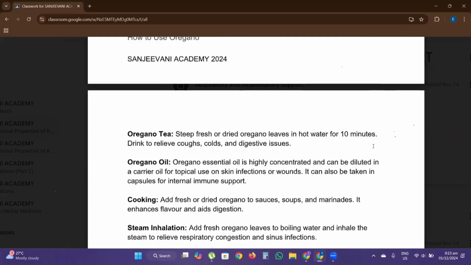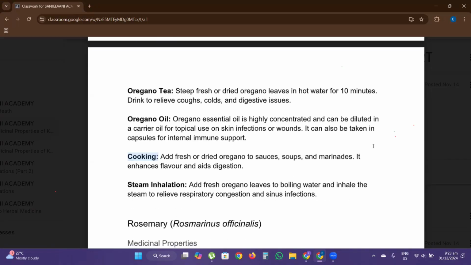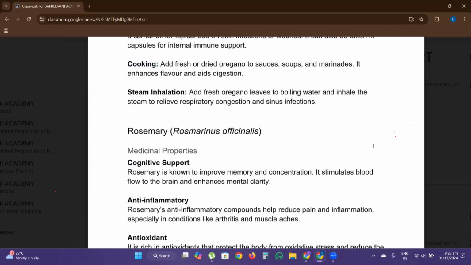So we know we can make it in cooking. We put it in soups, sauces, marinades. That is what we're accustomed to, especially cooking Italian or pizza, like I mentioned. But you can make it in hot water, so you could make that water infusion and drink it. But I talk about the oil, so you can use it for both oral and topical uses. And again, you can use it for steam inhalation because it's really good for your respiratory support.